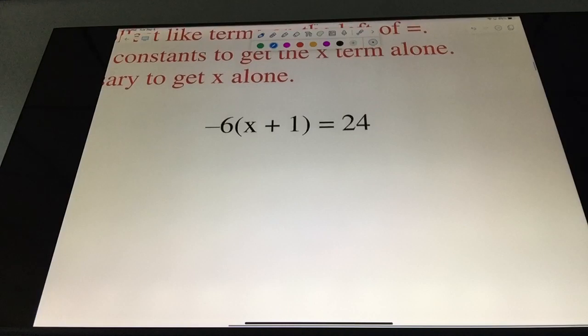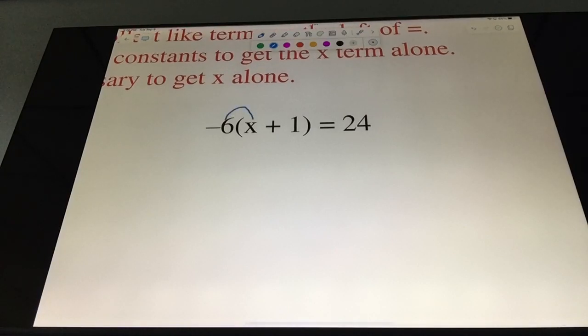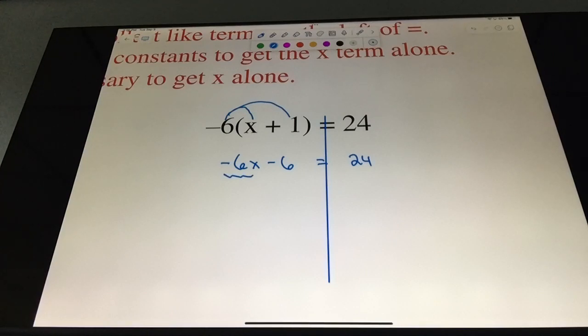Question 2, I distribute. Negative 6 times 1x, negative 6x. Negative 6 times positive 1, negative 6. Equals 24 comes down. And then we get our x term alone by moving minus 6. To move minus 6, we plus 6 to both sides of the equals. So my negative 6x comes down. That zeroes out. 24 plus 6 is 30.